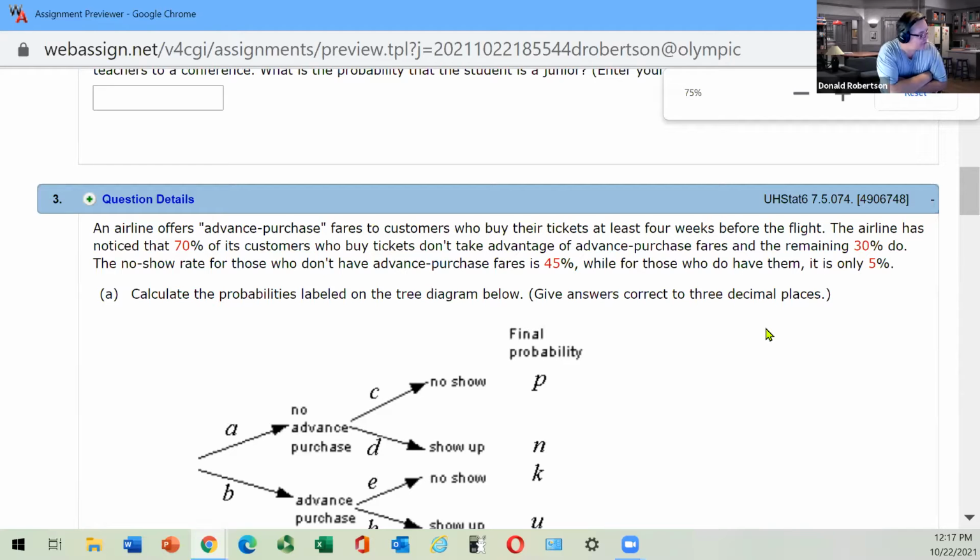Well, the airline has noticed that 70% of its customers who buy tickets don't take advantage of the advance purchase fare. And the remaining 30% who do, right? So they have this thing called advance purchase. 70% don't take advantage of it, and the other 30 do, okay? The no-show rate for those who don't take advantage is 45%, while those who do have it, it's only 5%. So we are going to create a probability tree from all of that information.